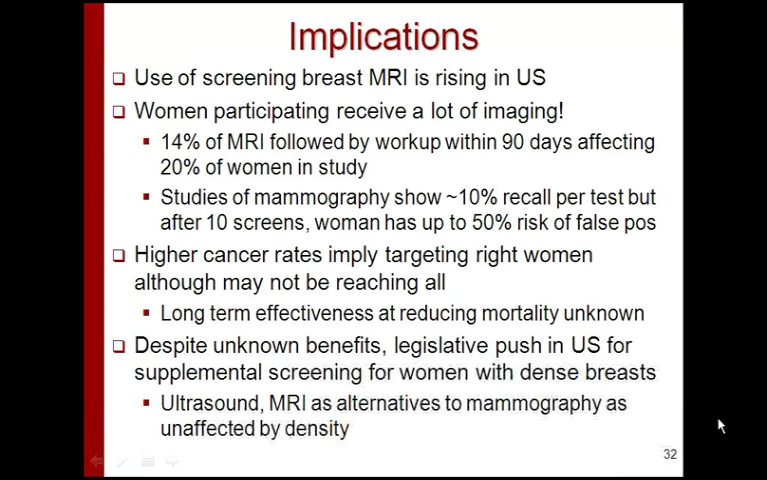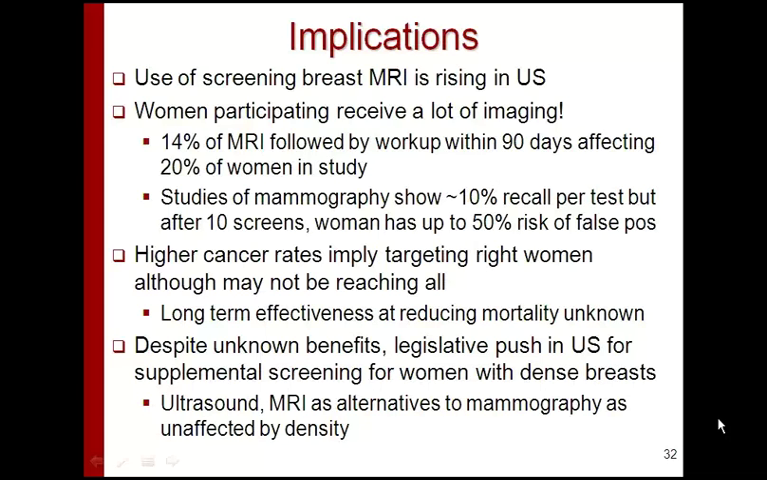So stepping back, what are some implications from what we found? In general, the use of screening breast MRI is increasing rather rapidly in the United States. And the women who are participating receive a lot of imaging. 14% of the MRIs were followed by workup within 90 days. That affected 20% of the women, because women can have multiple MRIs if you do them annually.